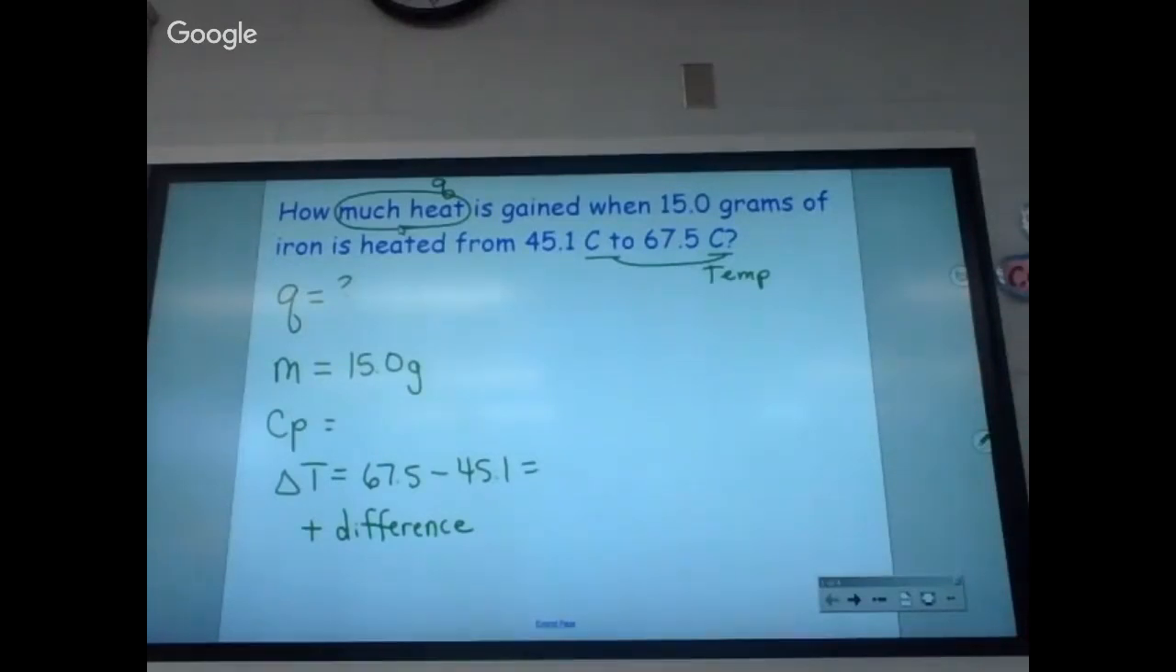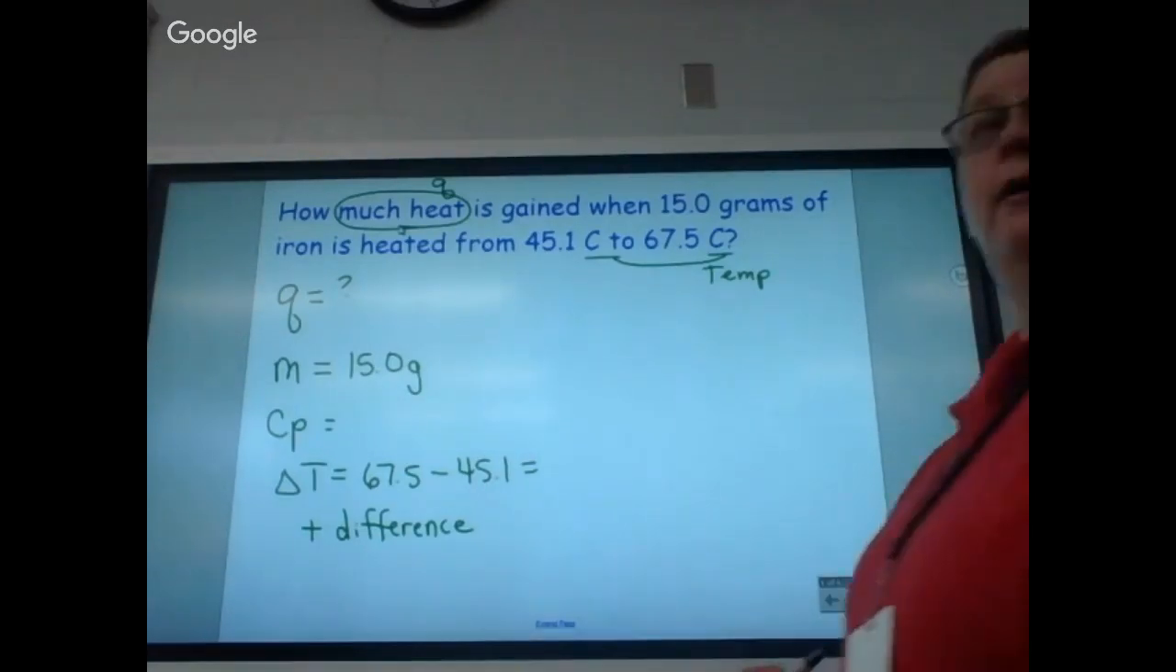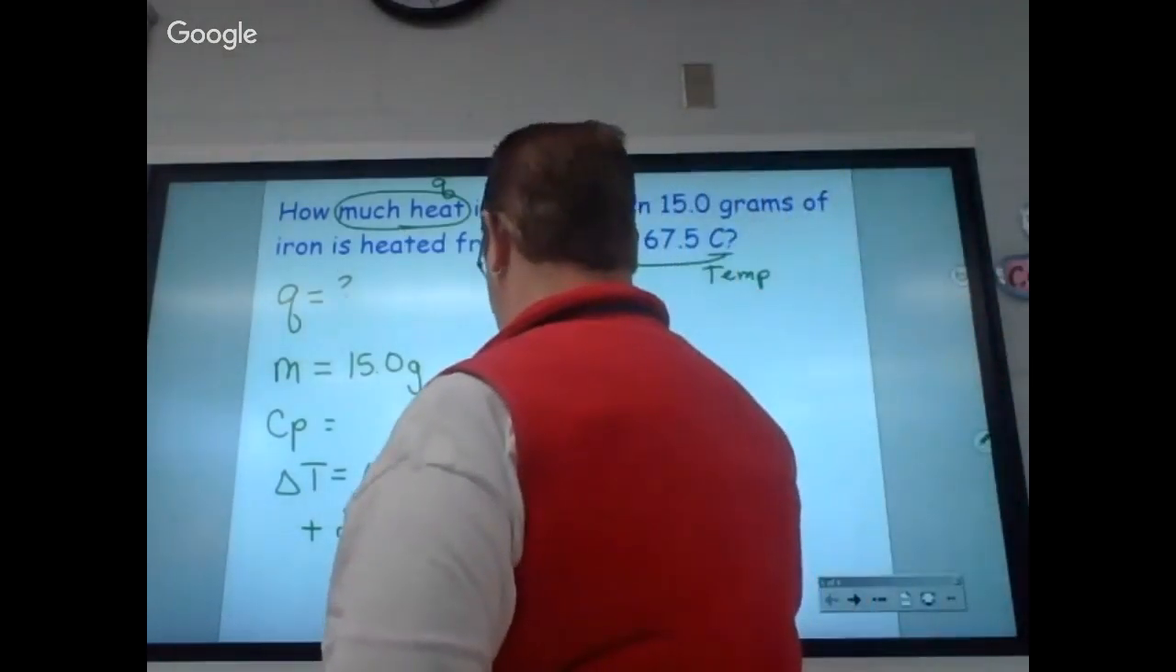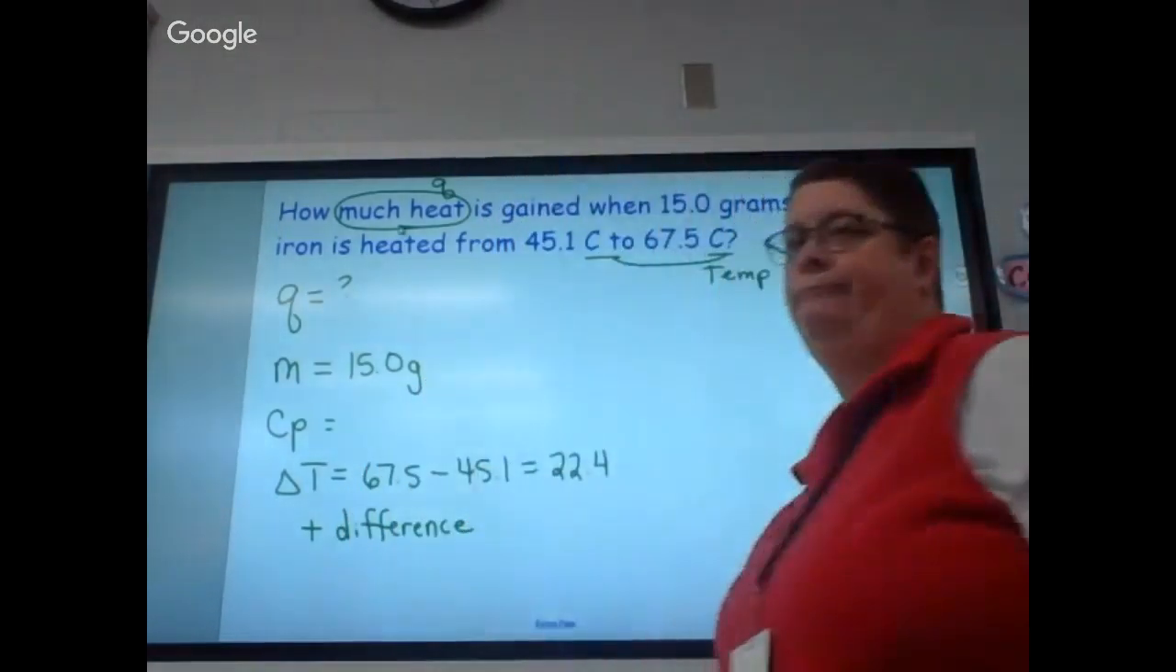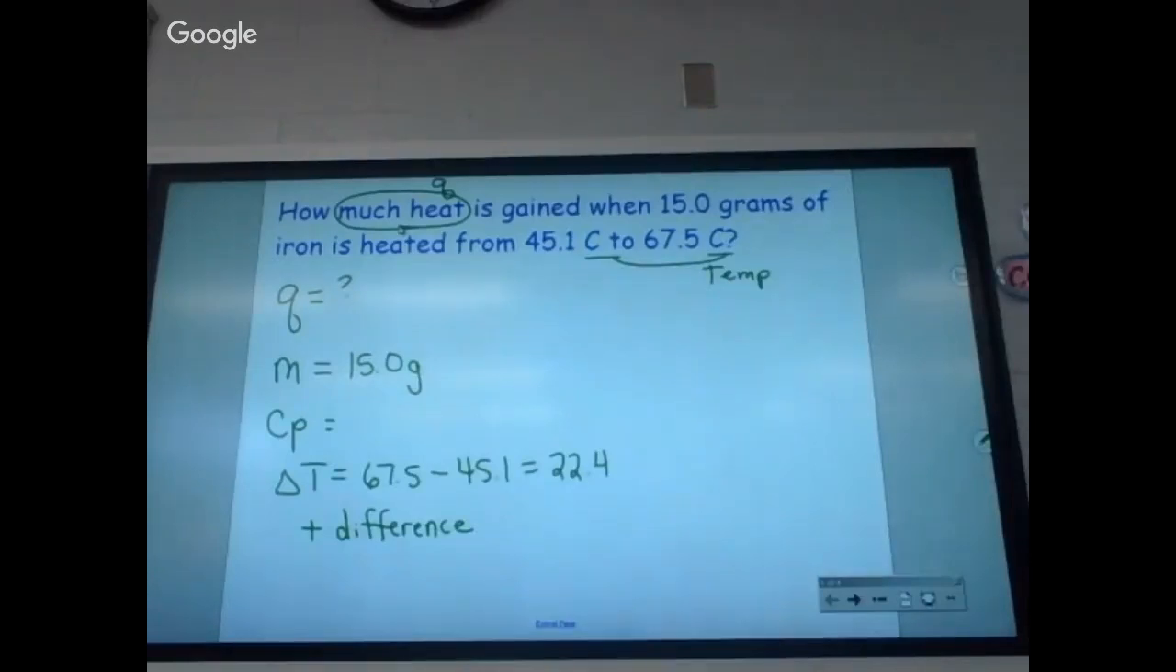If you subtract and get a negative number, do what with it? You can switch it around or you can just take off the negative. So it's essentially absolute value. Okay? So 22.4.